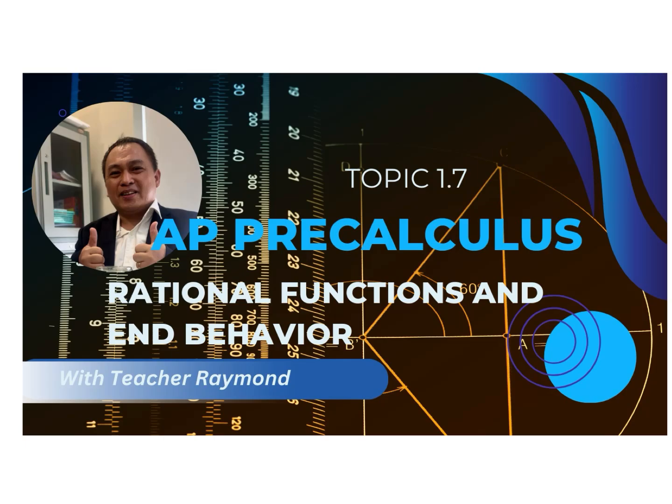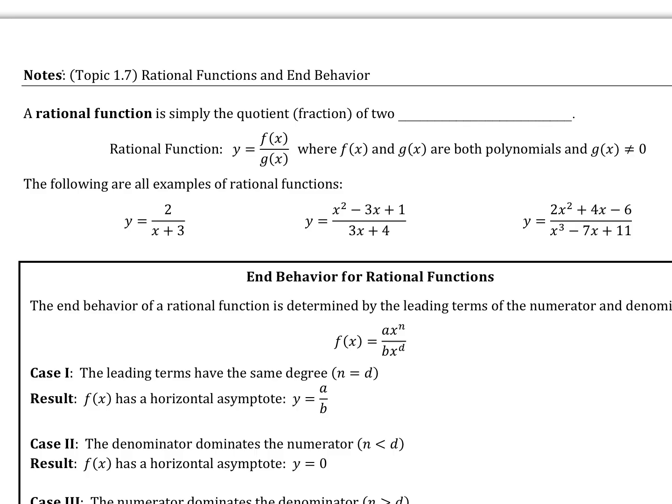This is topic 1.7 for AP Precalculus on rational functions and end behavior. A rational function is simply the quotient of two polynomials. The rational function is actually in the form of y is equal to f of x over g of x, where f of x and g of x are both polynomials, and g of x, which serves as your denominator in here, should not be equal to 0.